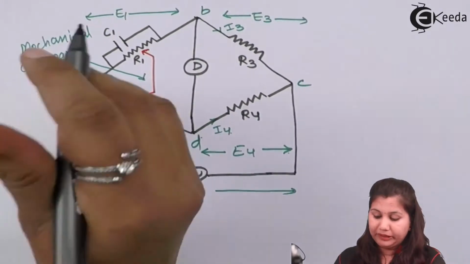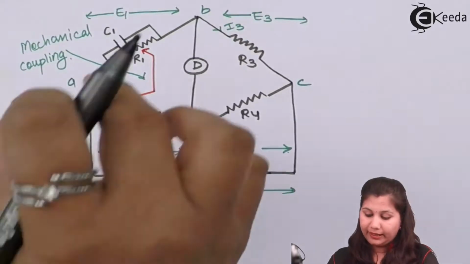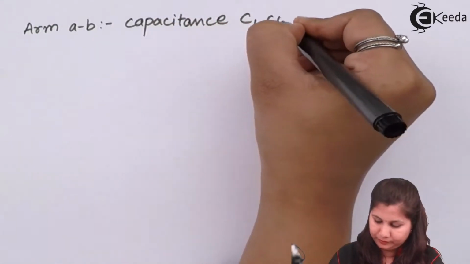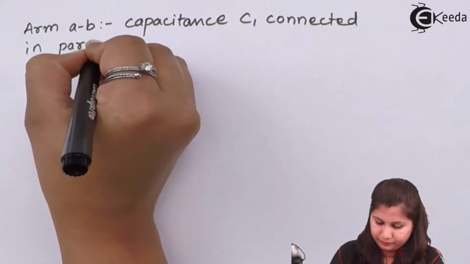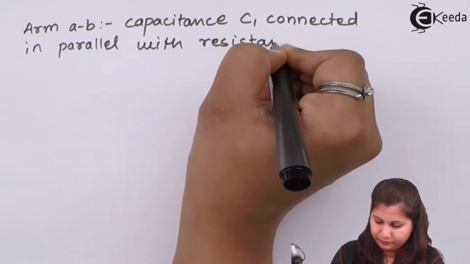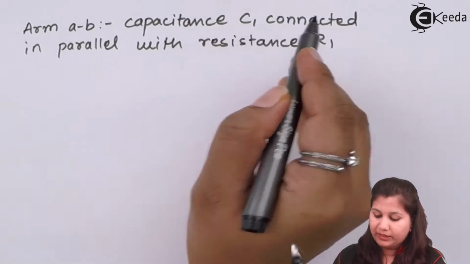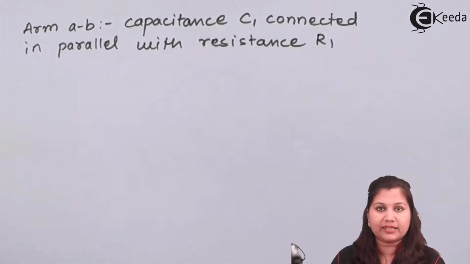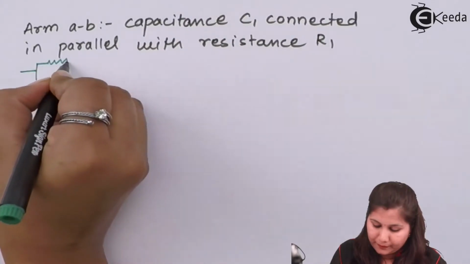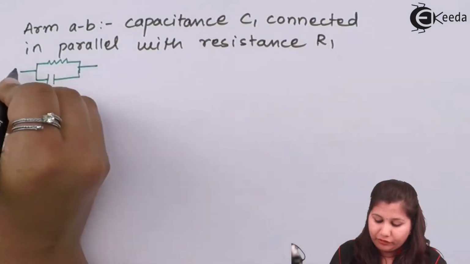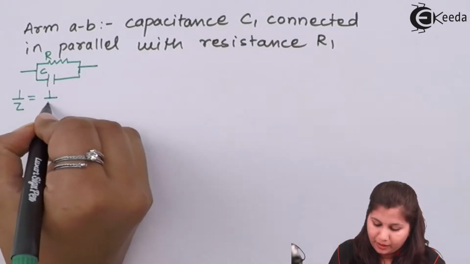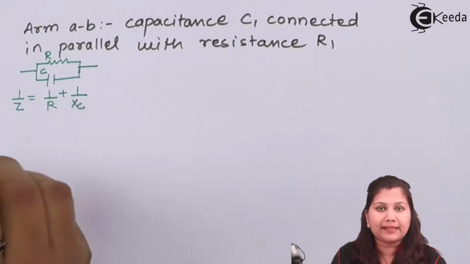Now let us see how the impedances in these arms can be represented. In the arm AB we have the parallel combination. So the capacitance C1 and resistance R1 are connected in parallel with each other. When we have a capacitor and a resistor in parallel, their equivalent impedance can be calculated. So 1 by Z will be equal to 1 by R plus 1 by XC. XC is the capacitive reactance.